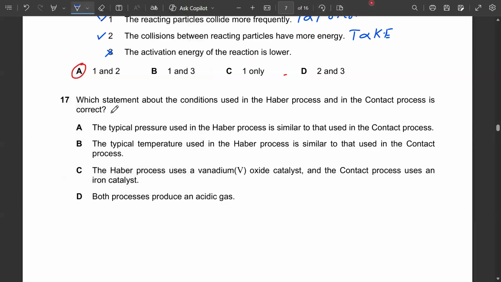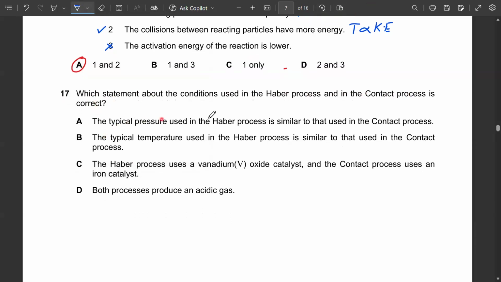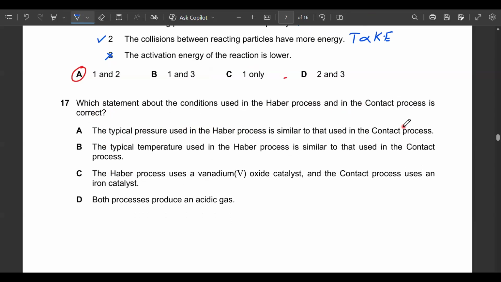Then question number 17. Which statement about the conditions used in the Haber process and in the contact process is correct? A: The typical pressure used in the Haber process is similar to that used in the contact process. So if we have to verify this, we have to check the conditions from the literature.